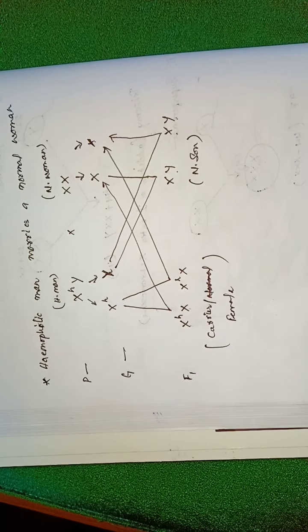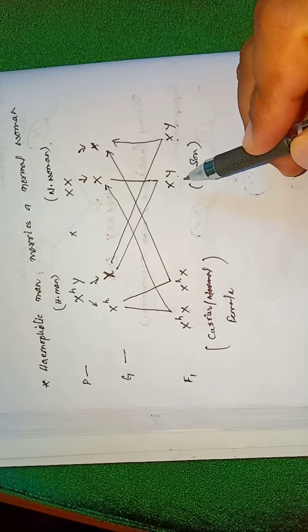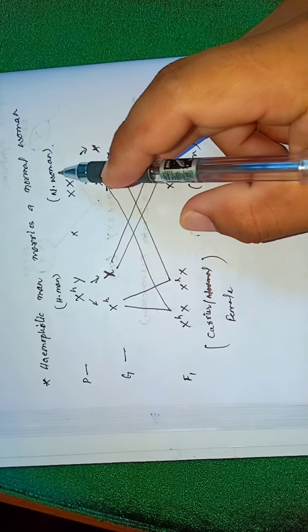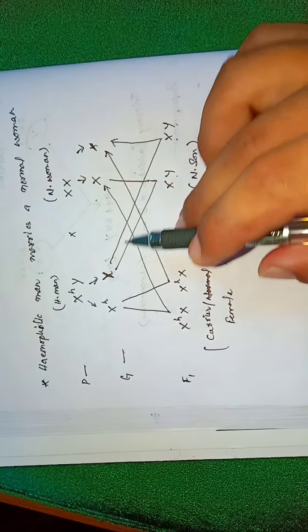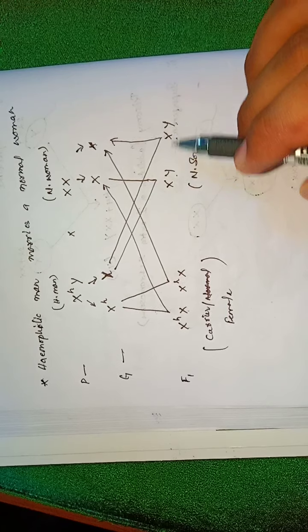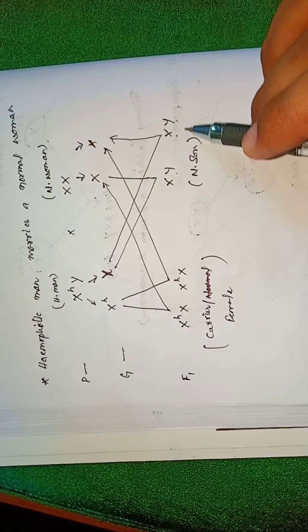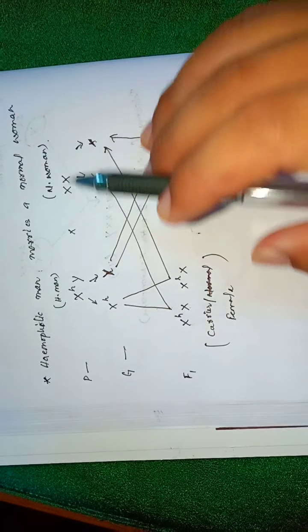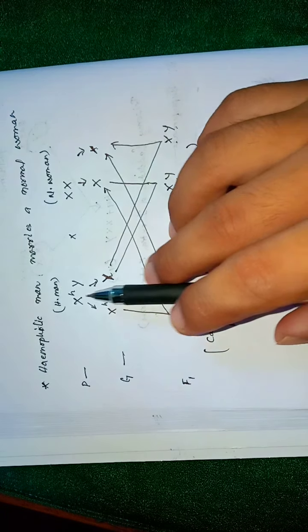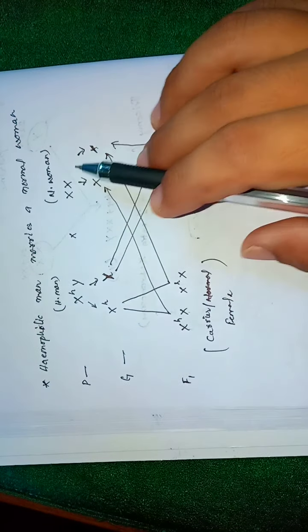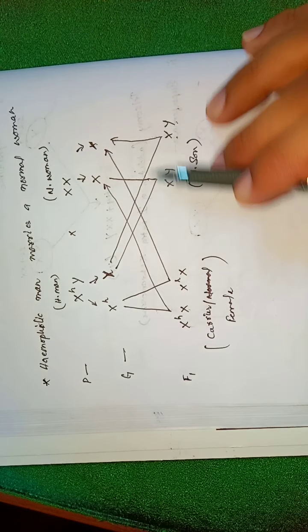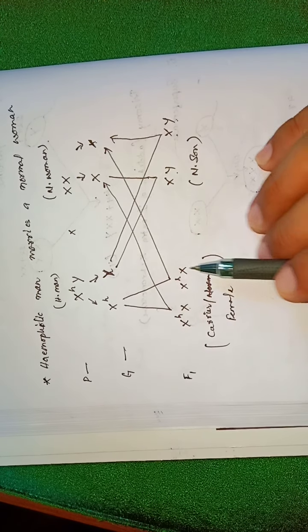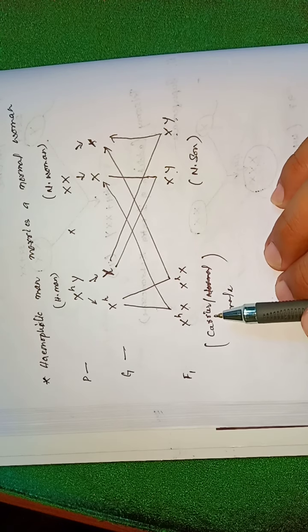Now here, the son receives the normal X chromosome from the normal woman and the Y chromosome from the father. So all the sons born from the crossing of the gametes of a hemophilic man and a normal woman will be normal, and the female offspring will be carriers.